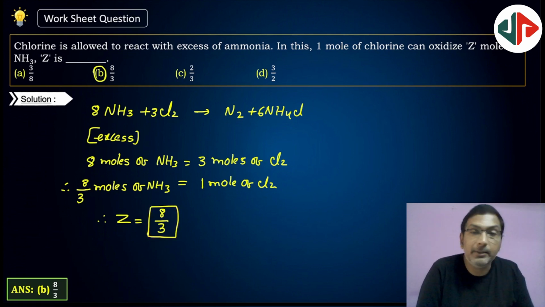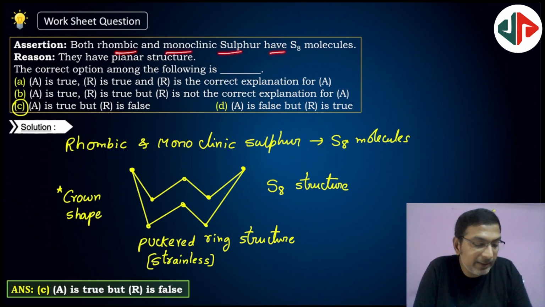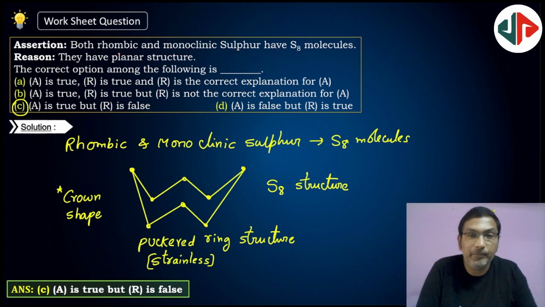It is option B. That means 1 mole of Cl2 reacts with 8 by 3 moles of ammonia according to the balanced equation. Assertion reason. So assertion is both rhombic and monoclinic sulfurs are having S8 molecules, S8 octaatomic. Next reason, they have planar structure.